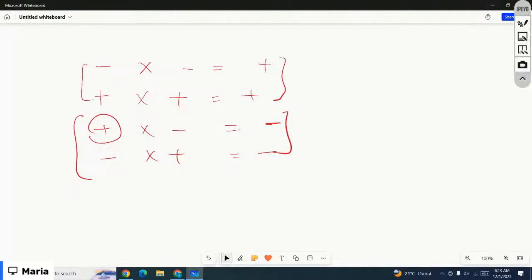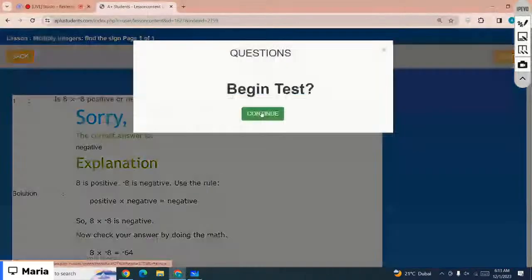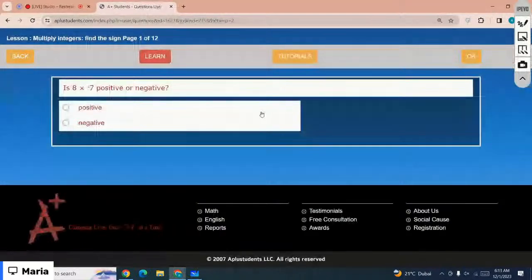These are the rules for multiplication and division also, right? Let's just start with the practice questions now. Okay, let's just start with the test questions. Okay, is 8 times negative 7 positive or negative? Which is the correct option?